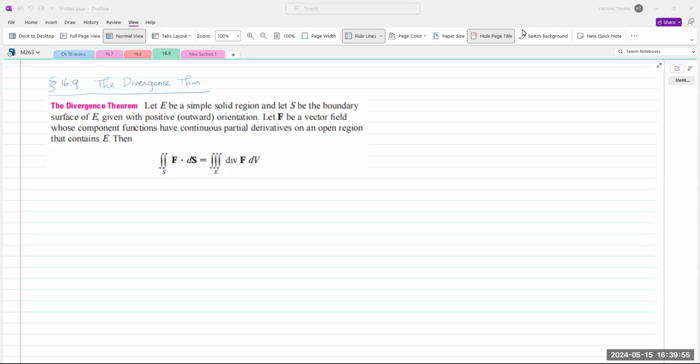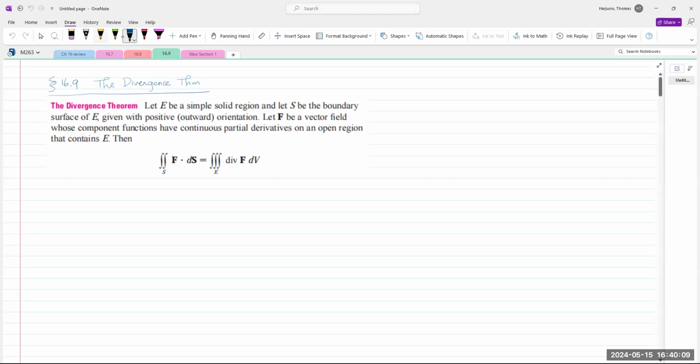Now, this section is quite a short one, but we will spend a lot more time applying this theorem. The divergence theorem says, let E be a simple solid region. So imagine you have a solid region, and a simple one.